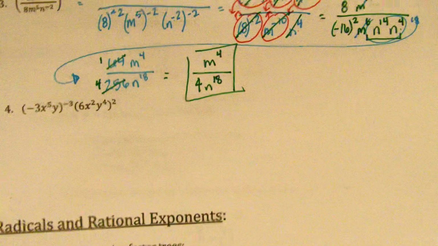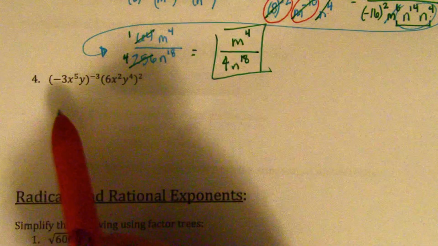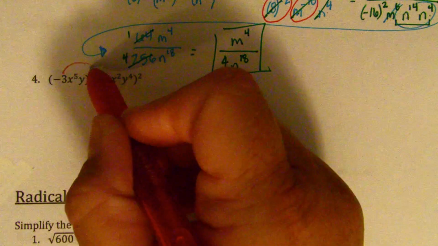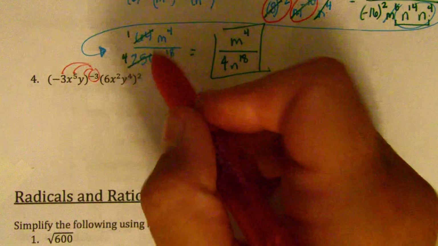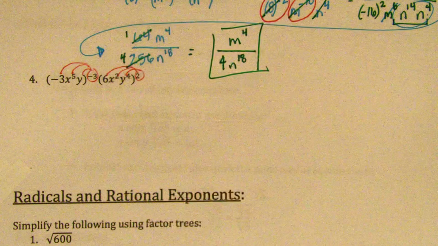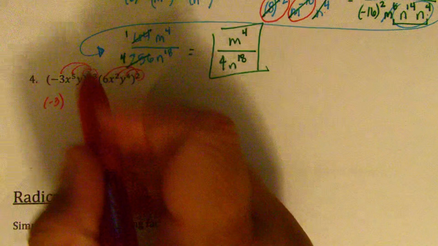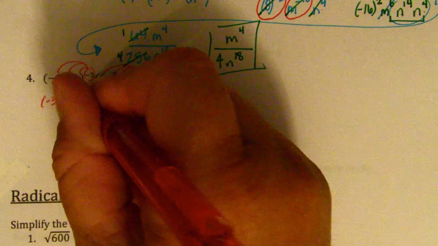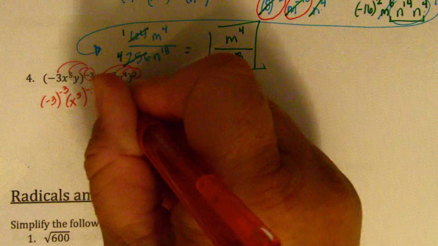One more problem in this video. Here I have 2 sets of parentheses here, and each one of them has an exponent that's going to be distributed to each term inside that set of parentheses. So the first thing I need to do is distribute those exponents. So that becomes negative 3 to the negative 3 power, x to the 5th to the negative 3 power, and y to the negative 3 power.